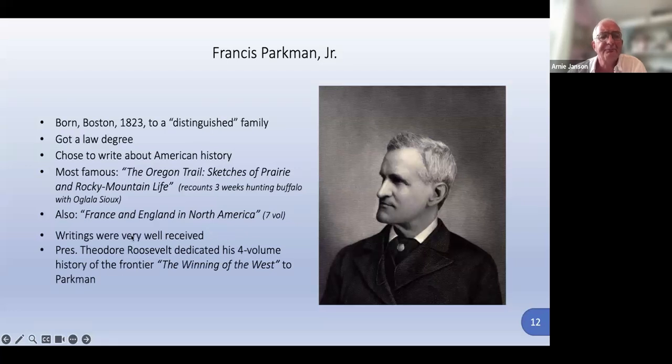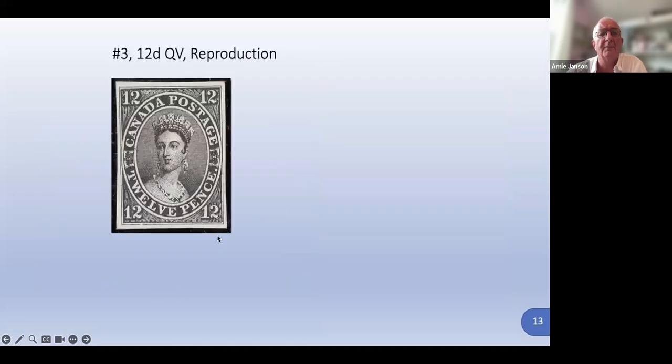His writings were very well received, most generally. He was also very sexist and was not in favor of women's rights. But President Roosevelt dedicated his 4-volume history to Parkman. That's a little bit about Parkman.